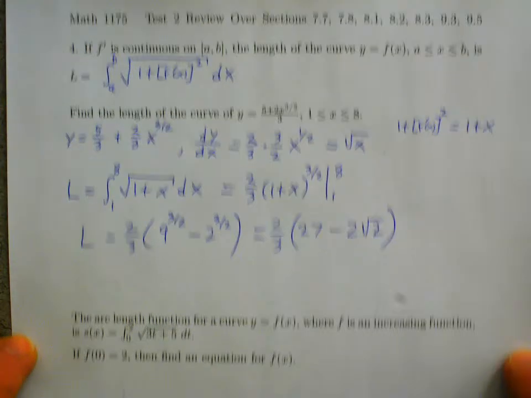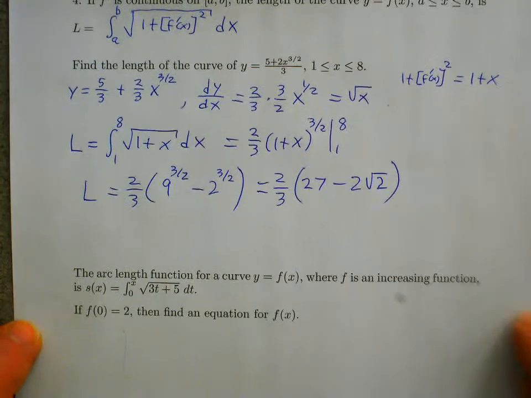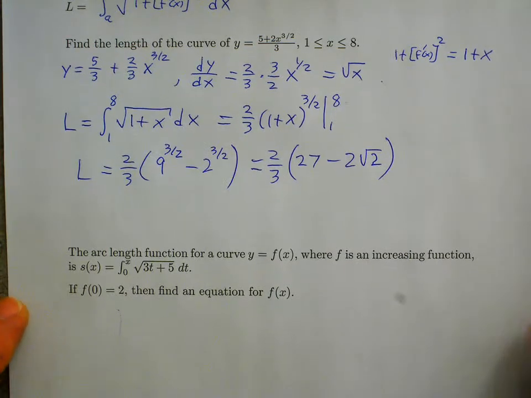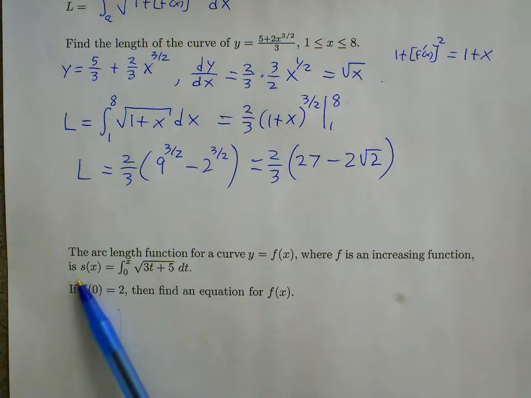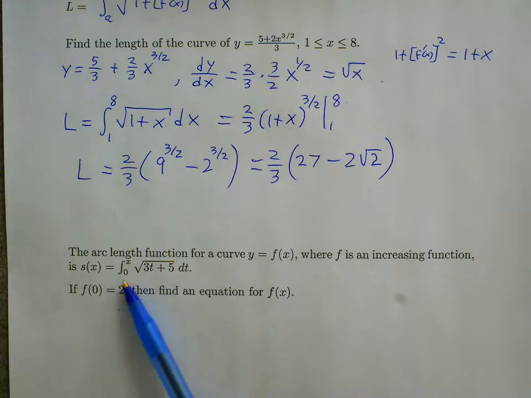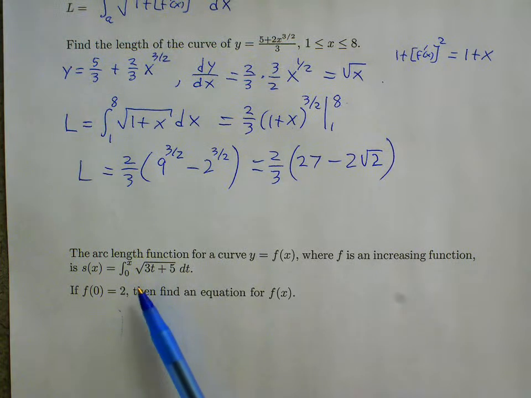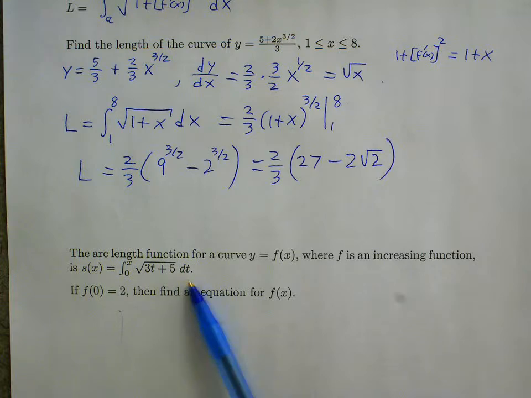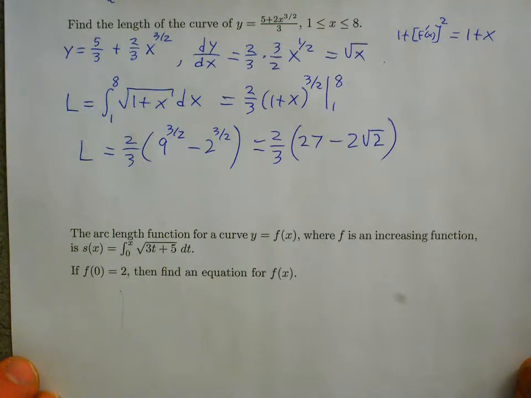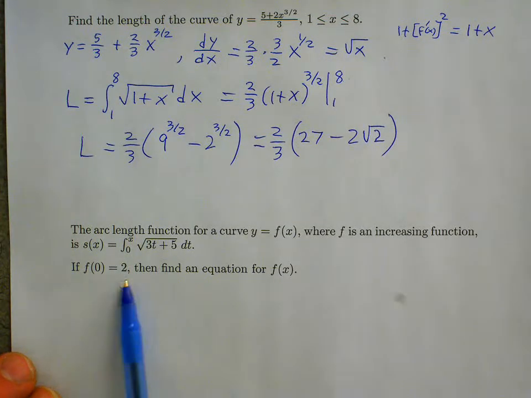And the next problem: the arc length function for a curve y equals f of x, where f is an increasing function, is s of x equals the definite integral from 0 to x of the square root of 3t plus 5 dt. Okay, so if f of 0 equals 2, then find an equation for f of x.